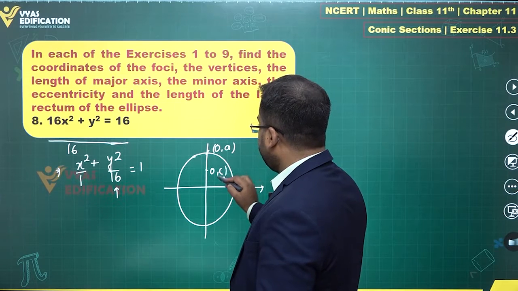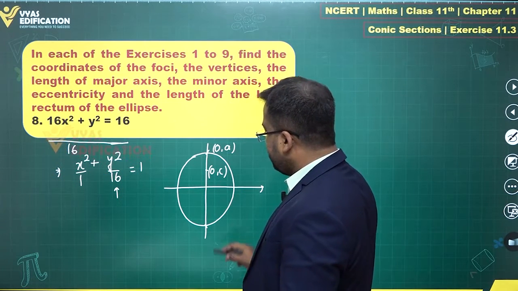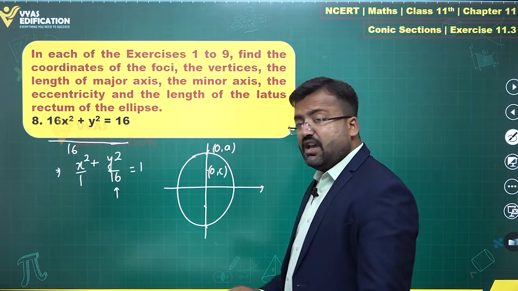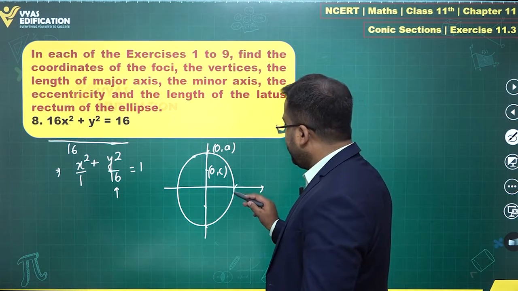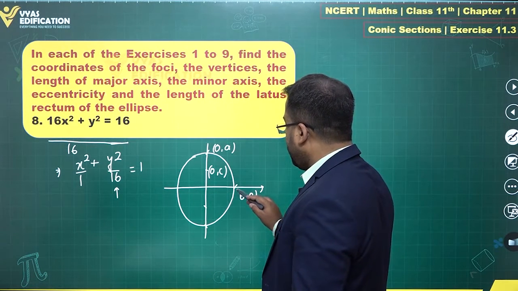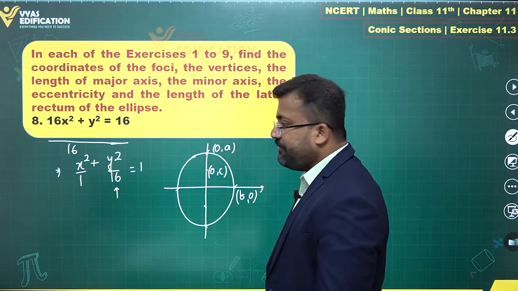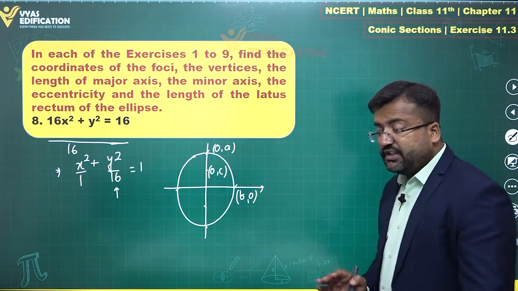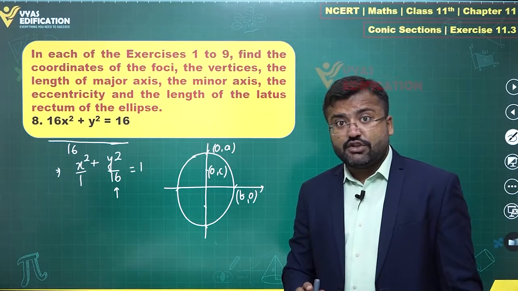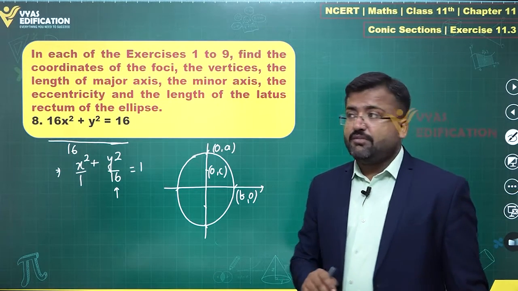This point will be 0 comma c. The other end point of the major axis will be 0 comma minus a. The other focus will be 0 comma minus c. The end point of the minor axis will be b comma 0, and similarly here you will have minus b comma 0. So the important things to find in this question, first of all, are the values of a, b and c.